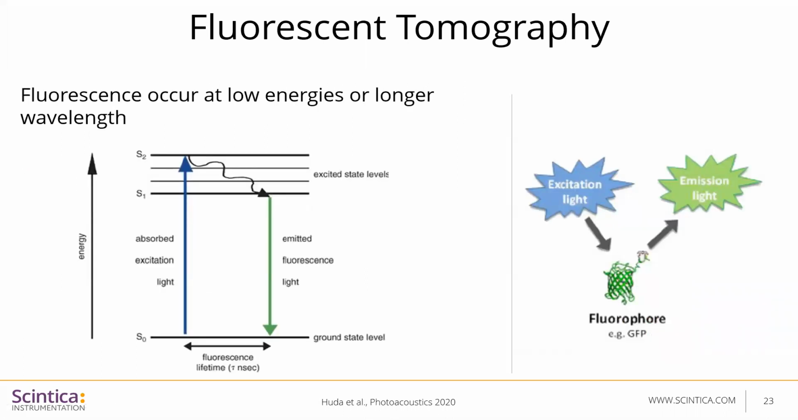In fluorescence tomography, fluorescence occurs at low energies or longer wavelength. When light falls on any object, the electrons get excited to a higher energy level. Once in the higher energy level, the electrons try to come back to the ground state, and in this process they emit fluorescent light. There are different fluorophores which need to be excited at a particular wavelength in order to emit fluorescent light.